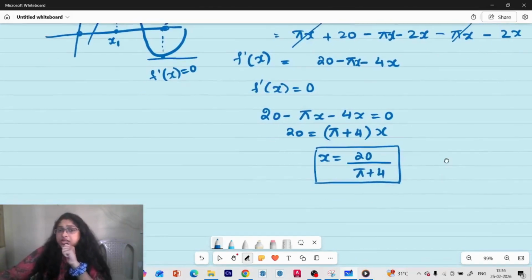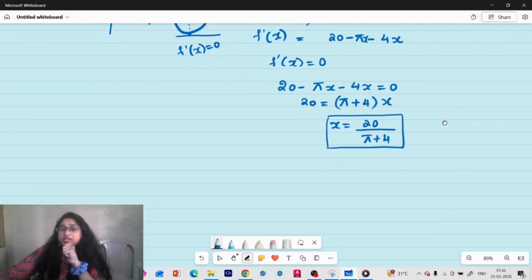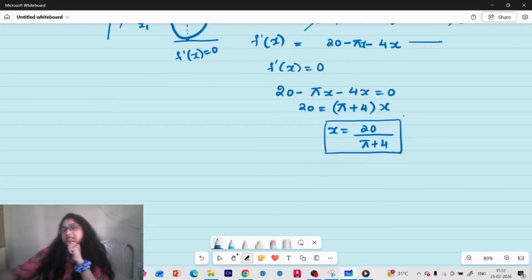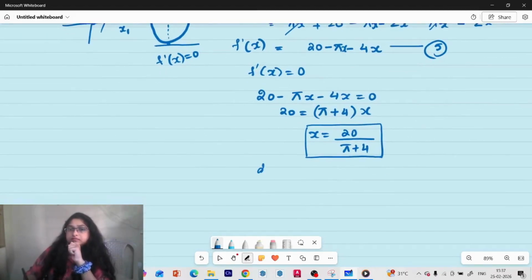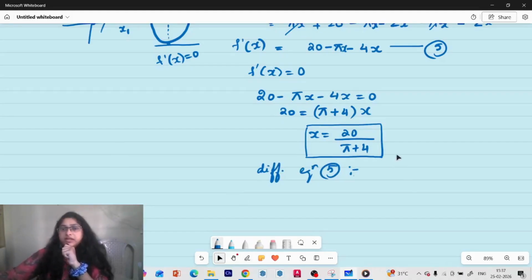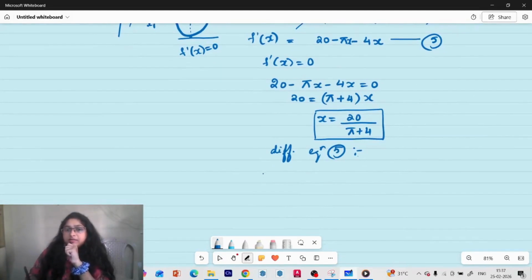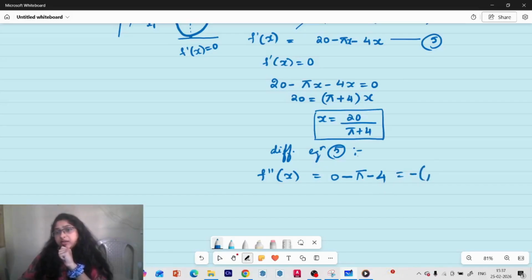Now you still don't know if it is maxima or minima. So what should you do next? We are going to differentiate. So let's say this is equation 3, 4, 5. So now we are going to differentiate equation 5 again. Differentiating equation 5, now what do you end up getting? You will get f double dash x. Am I right? So second order derivative, f double dash x is equal to differentiation of 20, which is a constant, so 0, minus pi x differentiation is minus pi, minus 4x differentiation is minus 4. So what do you get? You get minus of pi plus 4, which is clearly a negative value, less than 0.